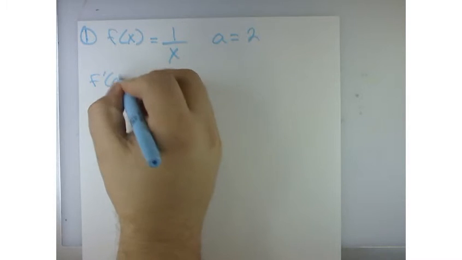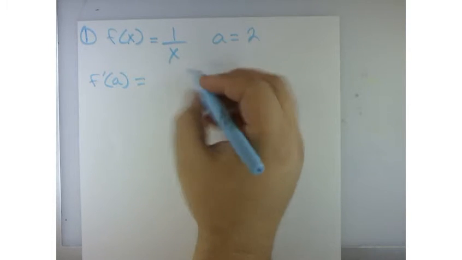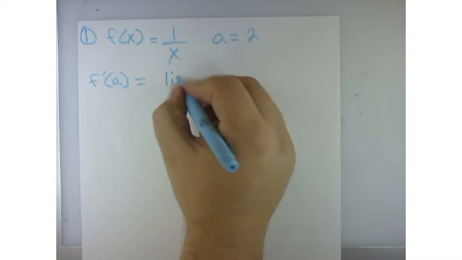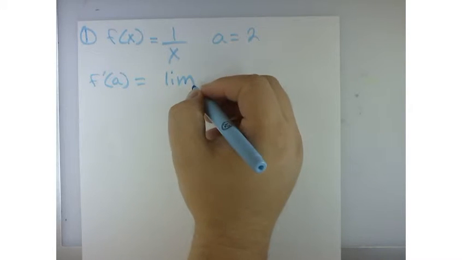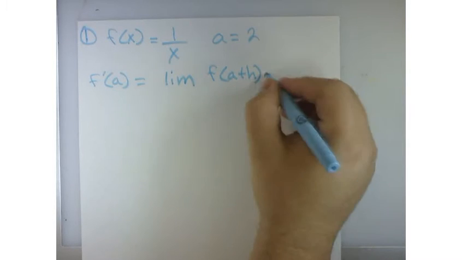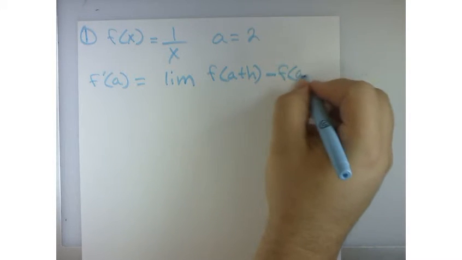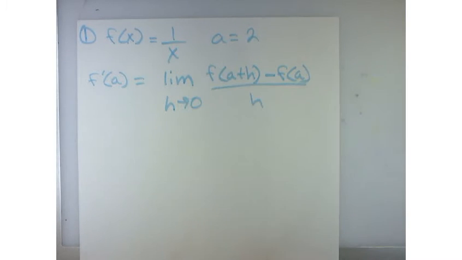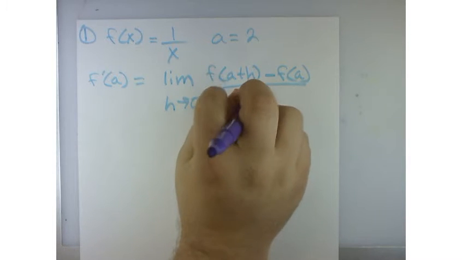They want us to evaluate f prime of a by taking the limit of f of a plus h minus f of a all over h as h approaches 0. Right? Now, we haven't done an example problem like this in this section, but we did this in chapter 2.